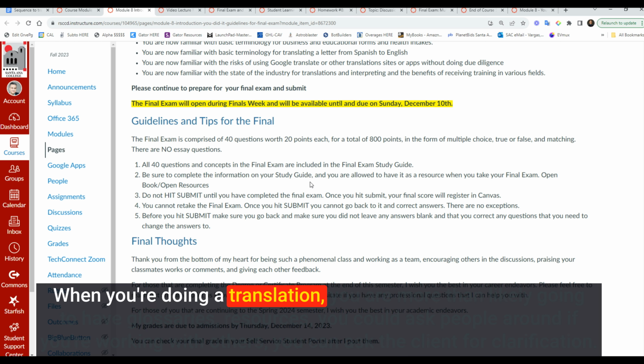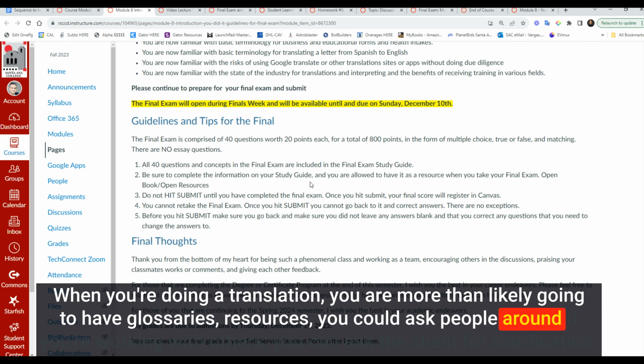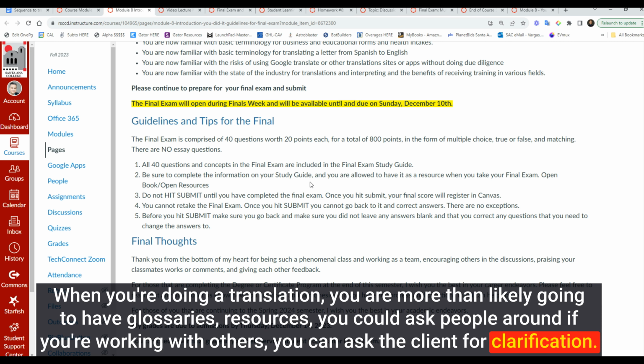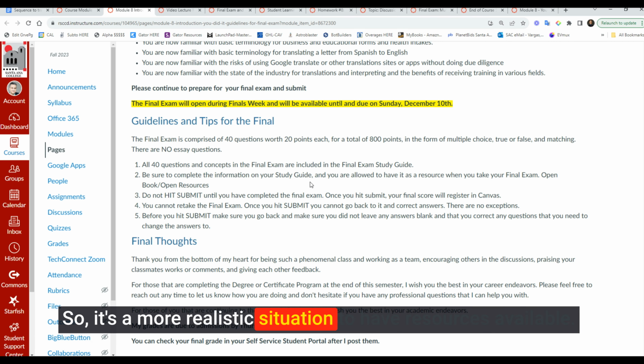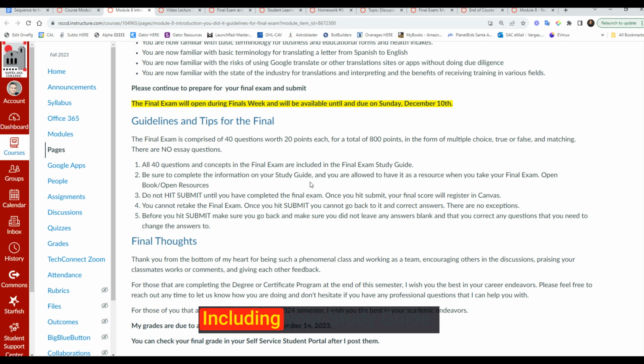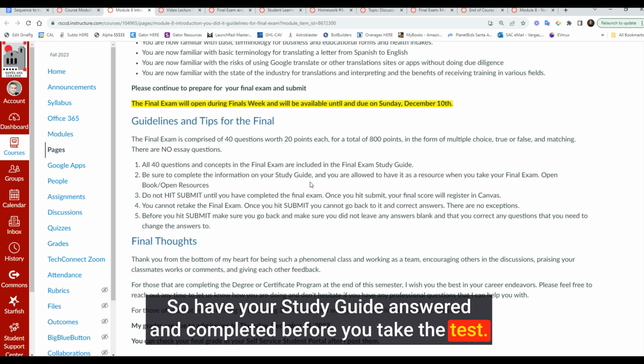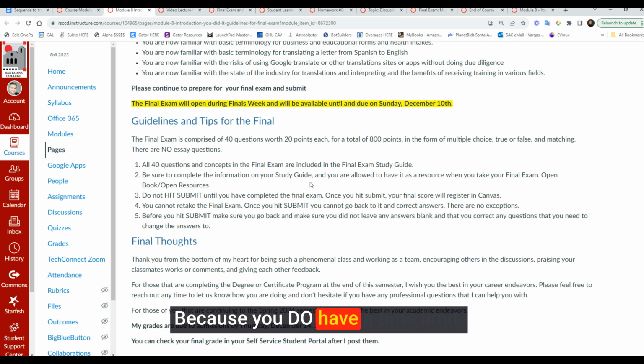When you're doing a translation, you're more than likely going to have glossaries, resources. You can ask people around if you're working with others. You can ask the client for clarification. So it's a more realistic situation to have resources available. And of course, this is an online class, and you are allowed to have resources available, including your study guide. So have your study guide answered and completed before you take the test, because you do have a time limit.